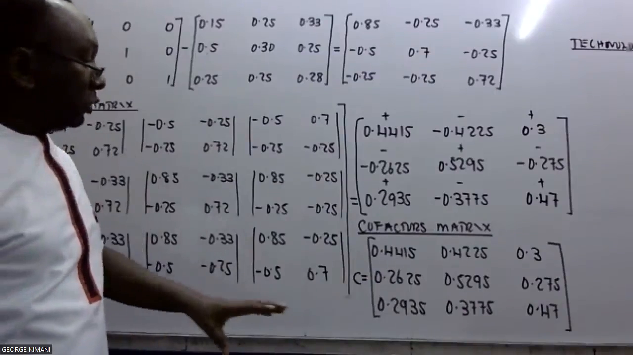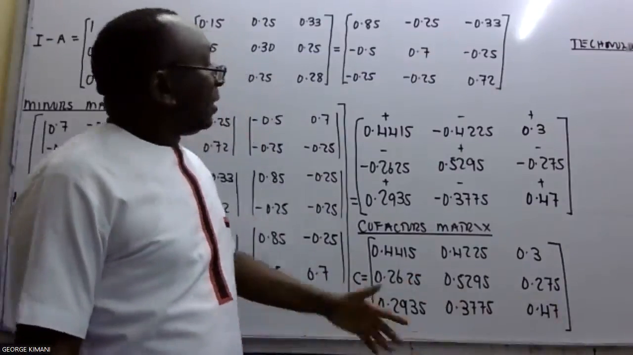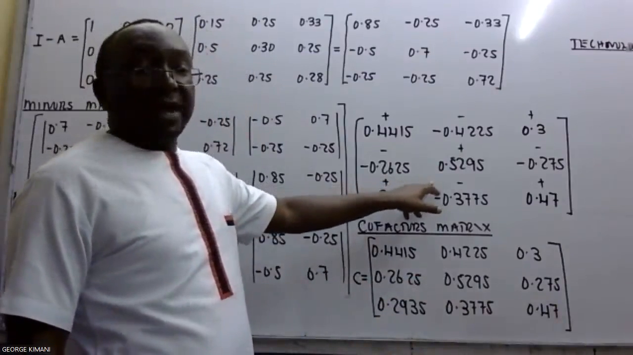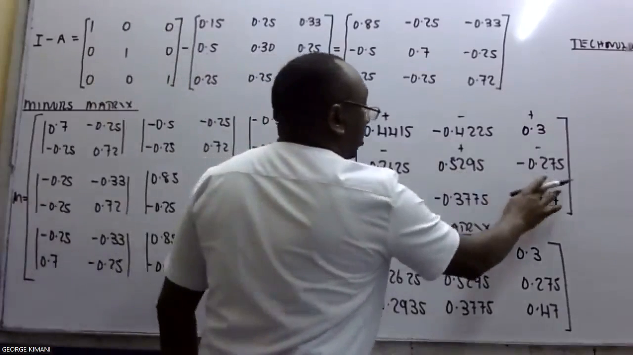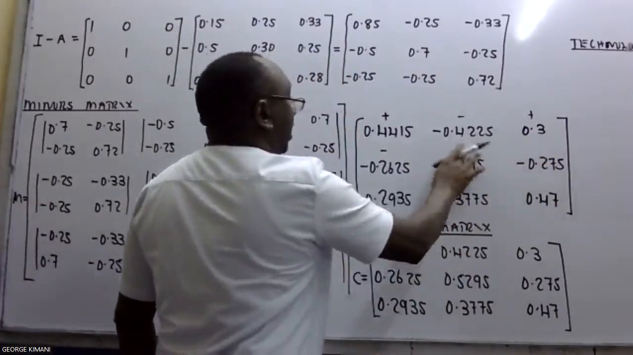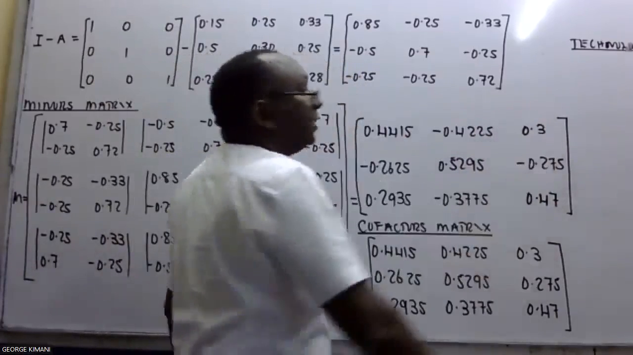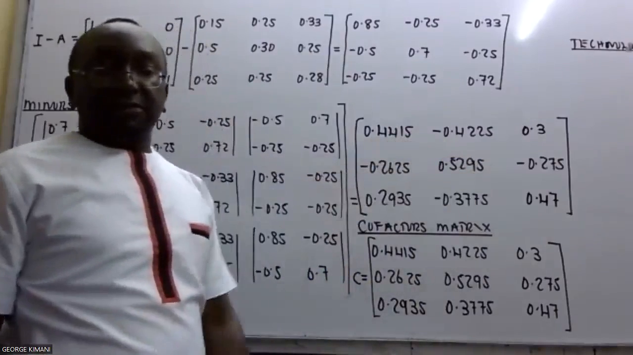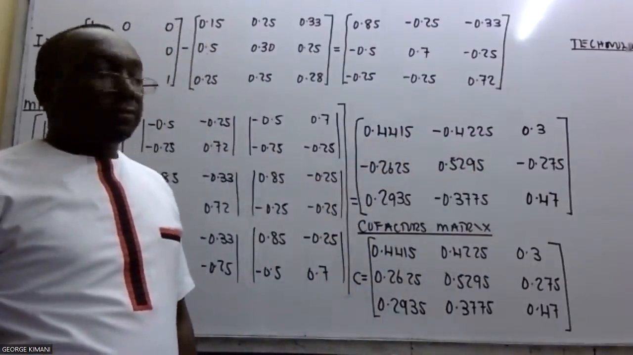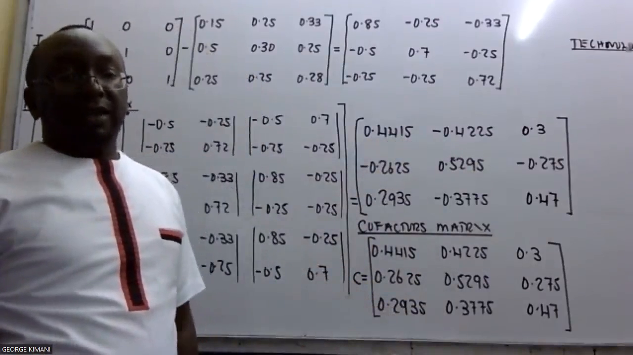Something you should also notice for cramming purposes or for exam purposes: this minus matrix had negatives. Before we put these signs, you see there were some figures that were negative. When you convert it to a cofactor matrix, it remains, but now without the negatives.